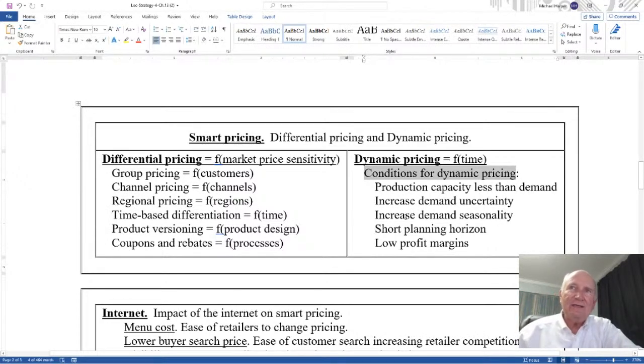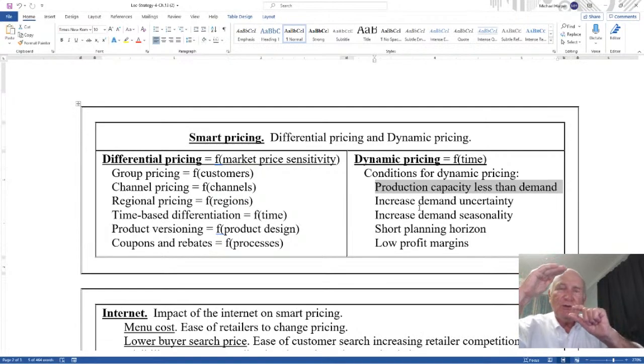Okay? So the idea here is production capacity less than demand. When the demand increases over time, well, vice versa. If the demand is lower than your capacity, then the price goes down. If the demand is more than your production, then the price goes up. So really, when the production capacity is less than your demand, then you can increase the price. Okay, there's a greater demand.